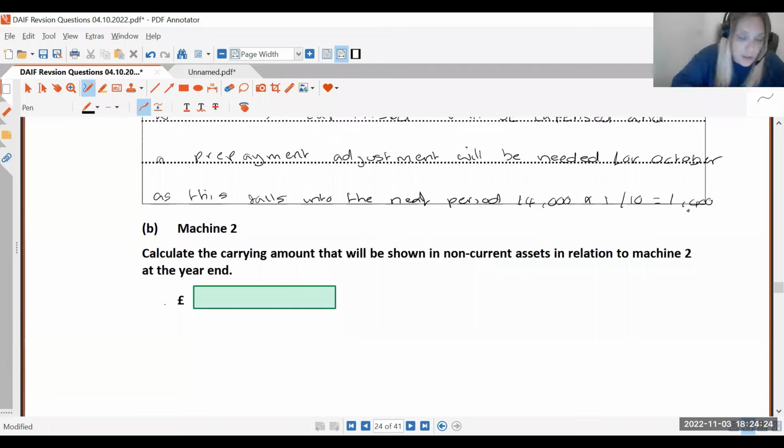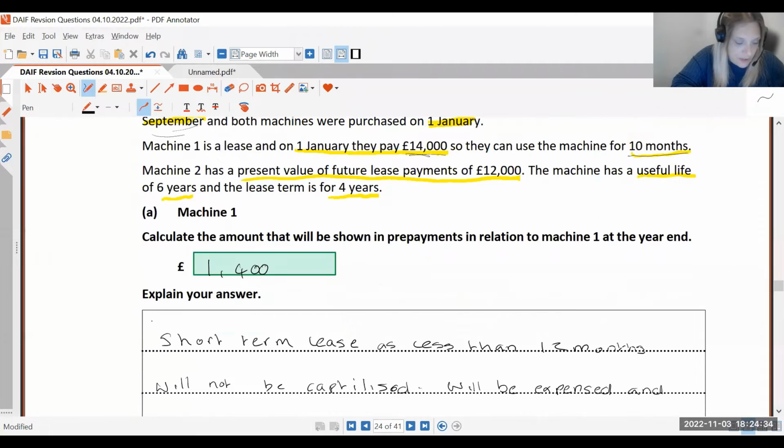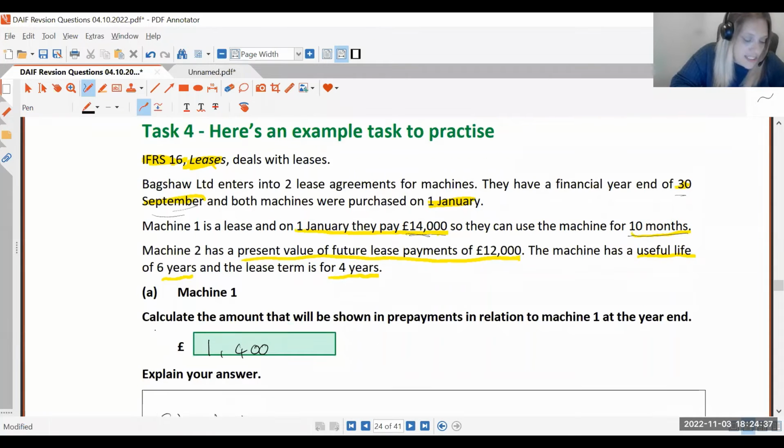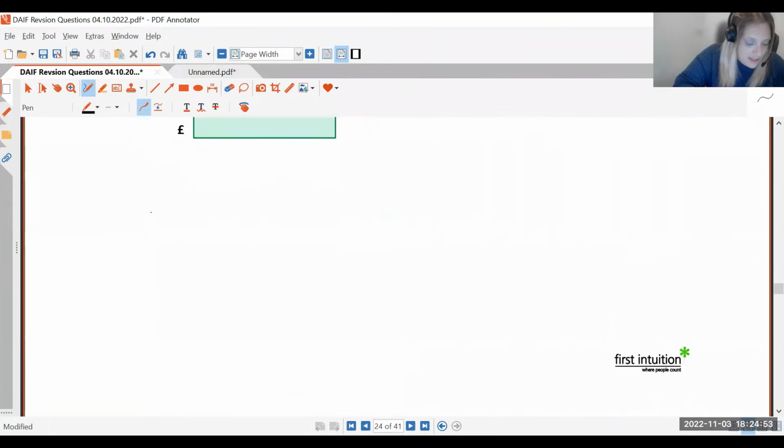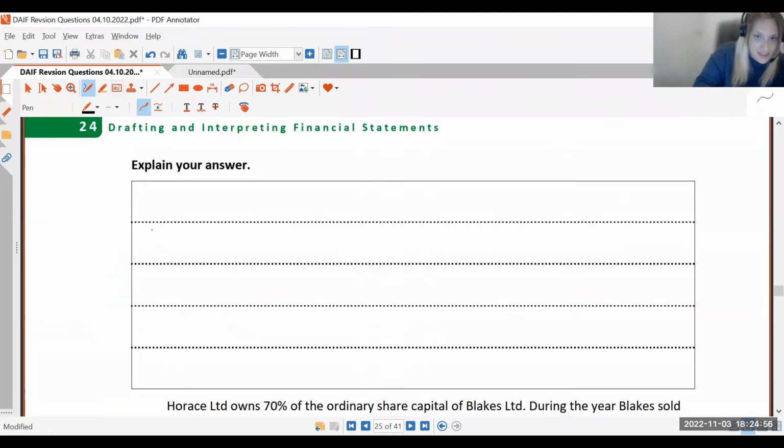So machine 2, calculate the carrying amount that will be shown in non-current assets in relation to machine 2 at the year end. So let's go back and look at the figures. Machine 2 has a present value of future lease payments of £12,000. And the machine has a useful life of 6 years and the lease term is for 4 years. So the first thing we need to put in down here is the lease is over 12 months.